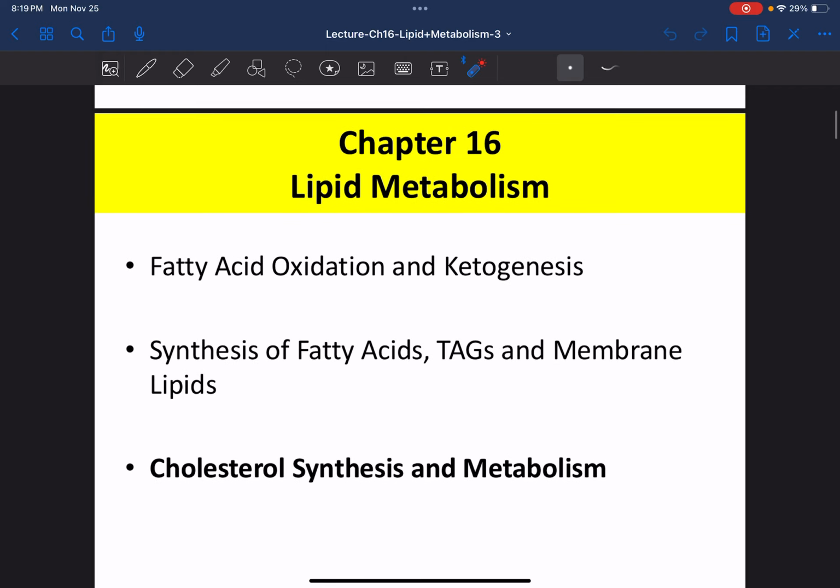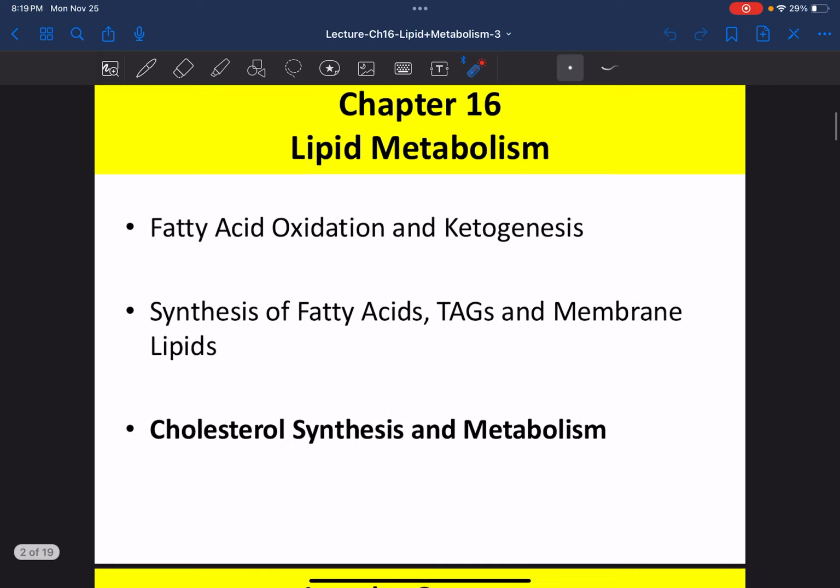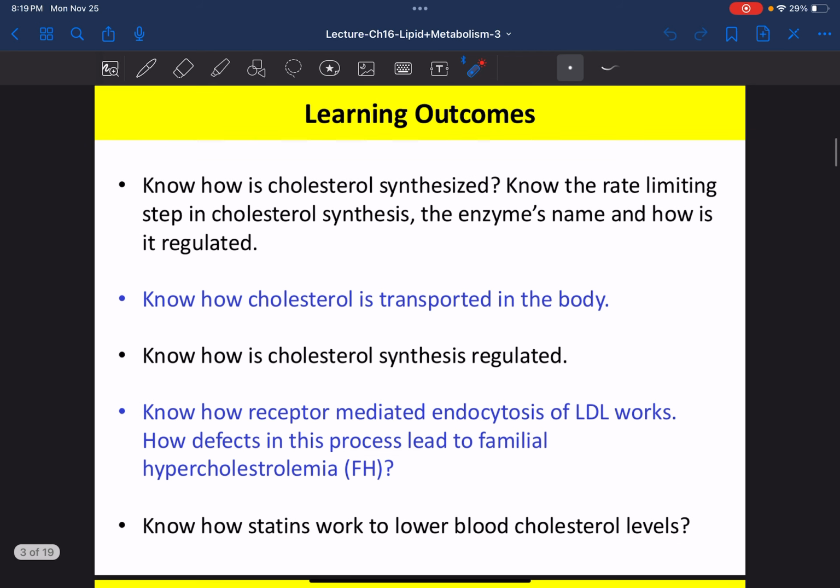So for my mini lecture, I will be going over part 3 of chapter 16, Lipid Metabolism, specifically cholesterol synthesis and metabolism. And by the end of this lecture, we should be able to know how cholesterol is synthesized, know the rate-limiting step in cholesterol synthesis, the enzyme's name, and how it is regulated.